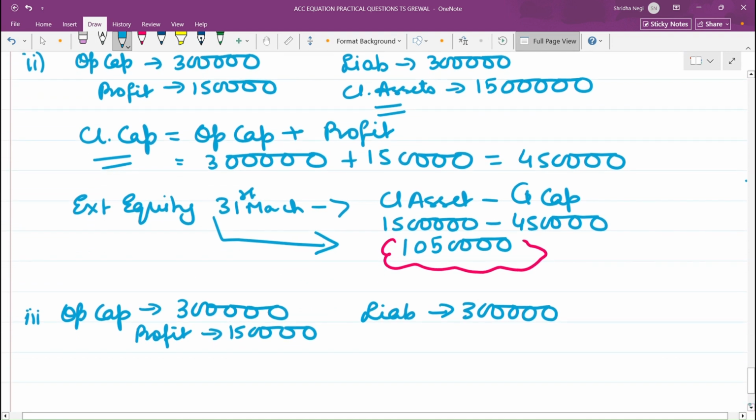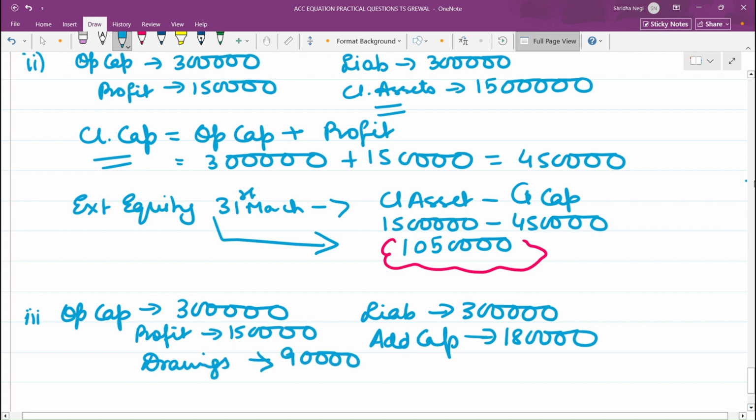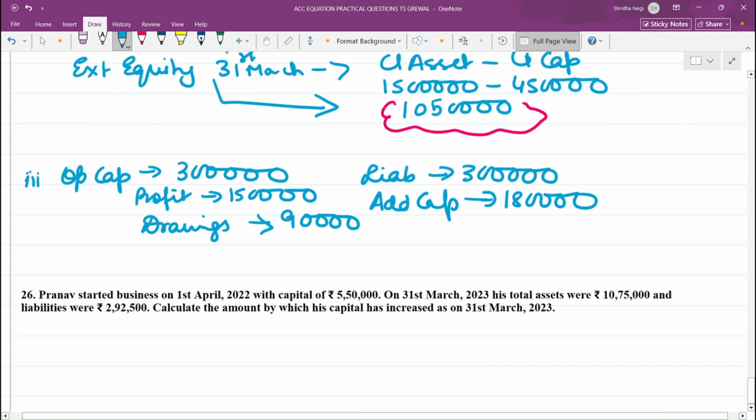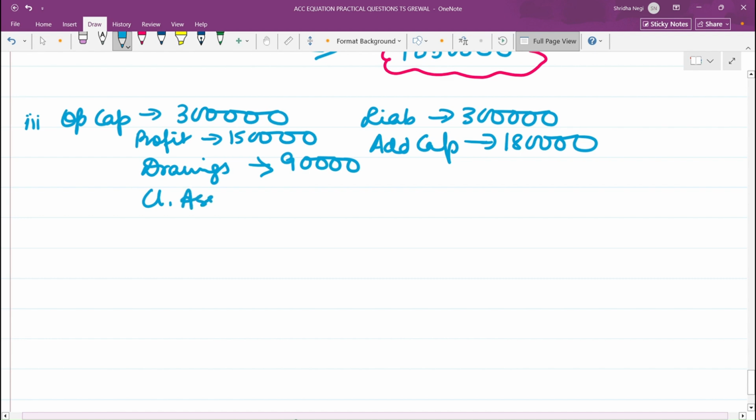So let us write it down. Additional capital is how much? 1,80,000. And your drawings is how much? 90,000. On 31st March 23, his total assets were 15 lakh. So how much are the closing assets? The closing assets are also given. They are 15 lakh.